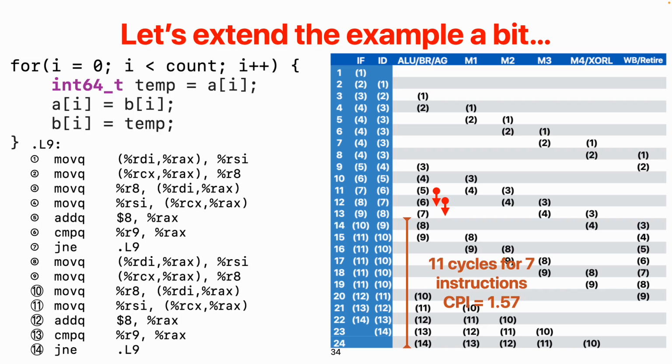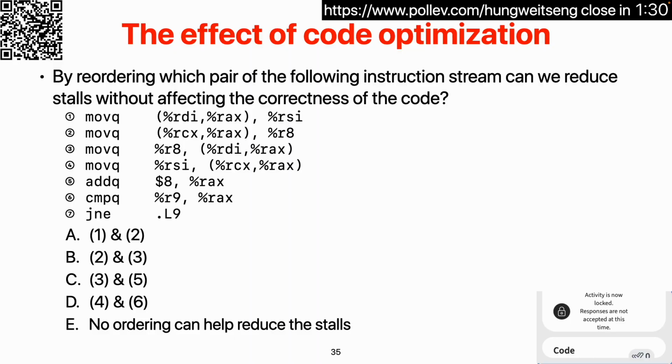So that's already the case. We assume that we have 100% hit rate for the branch, 100% hit rate for the cache. And for these 7 instructions, it takes 11 cycles. So the CPI is 1.57, which is still a lot more than 1, right? So now, from the software programmer's perspective, right, can we look into these pieces of code and perform some kind of compiler optimization?